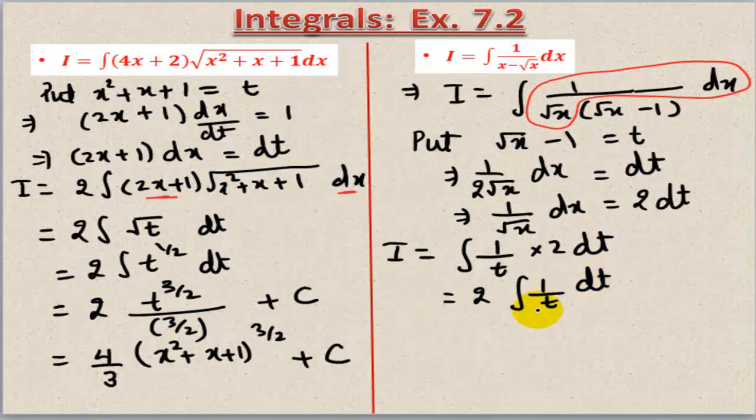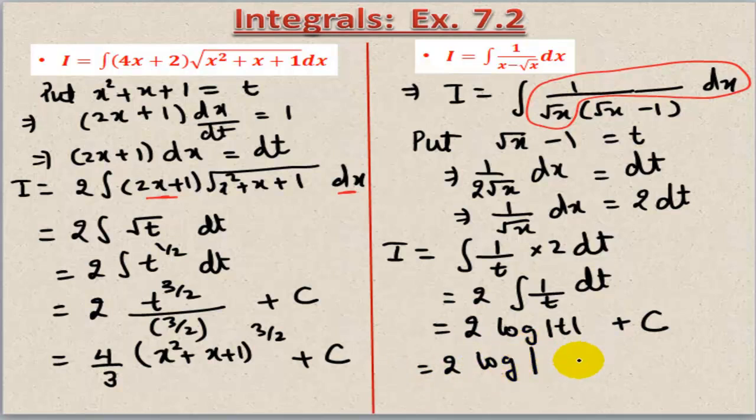Now 1 over t is the derivative of log t. So the integral of 1 over t will be log modulus of t plus constant of integration. Now convert it to the given variable, which is x. The integral is twice log of square root of x minus 1 plus constant of integration.